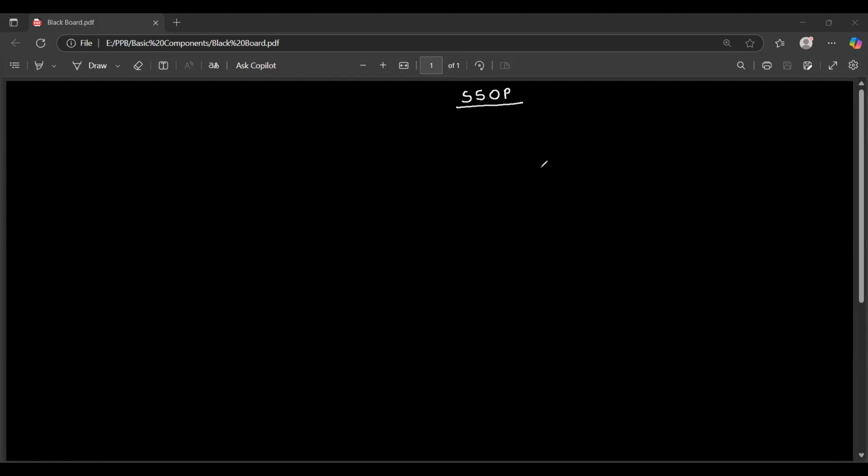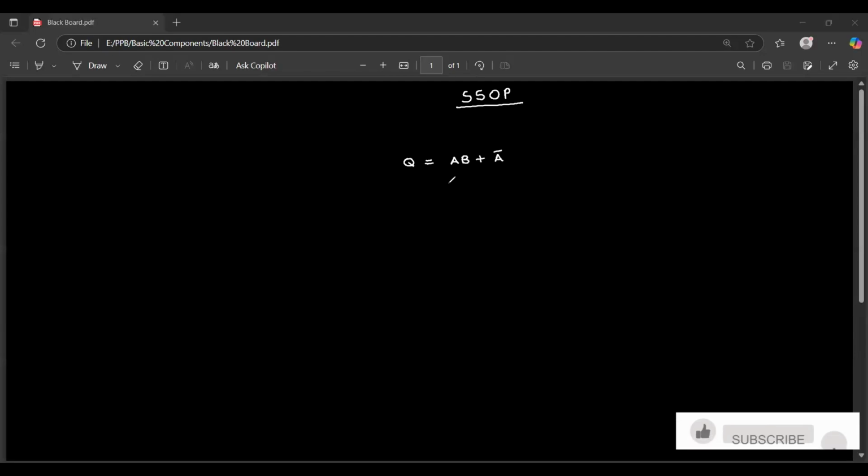What do I mean by domain? A domain is the type of signals that we are using. Let's say we have something like Q is equal to AB plus A bar. Here you can clearly see the domain. The variables that we are using are A and B, and we have used A bar also. But if we know A, we also know A bar. So A bar is not a separate signal actually. It is derived from A. So the domain is only A and B.